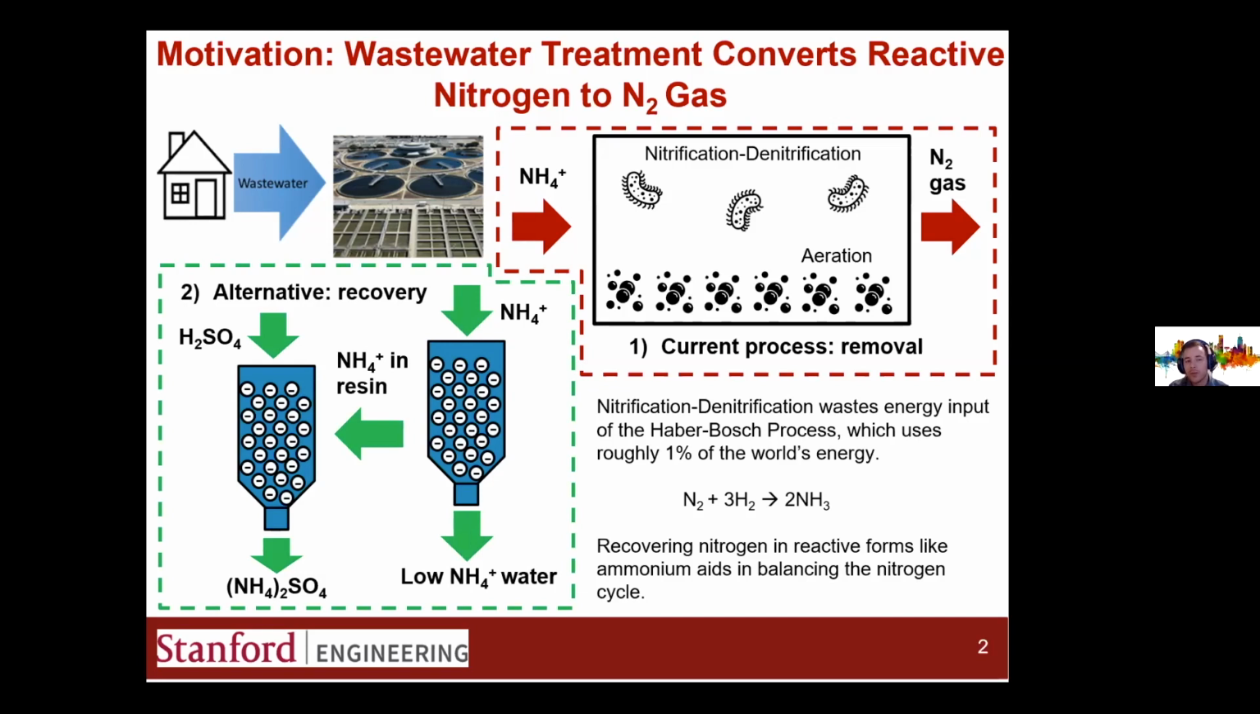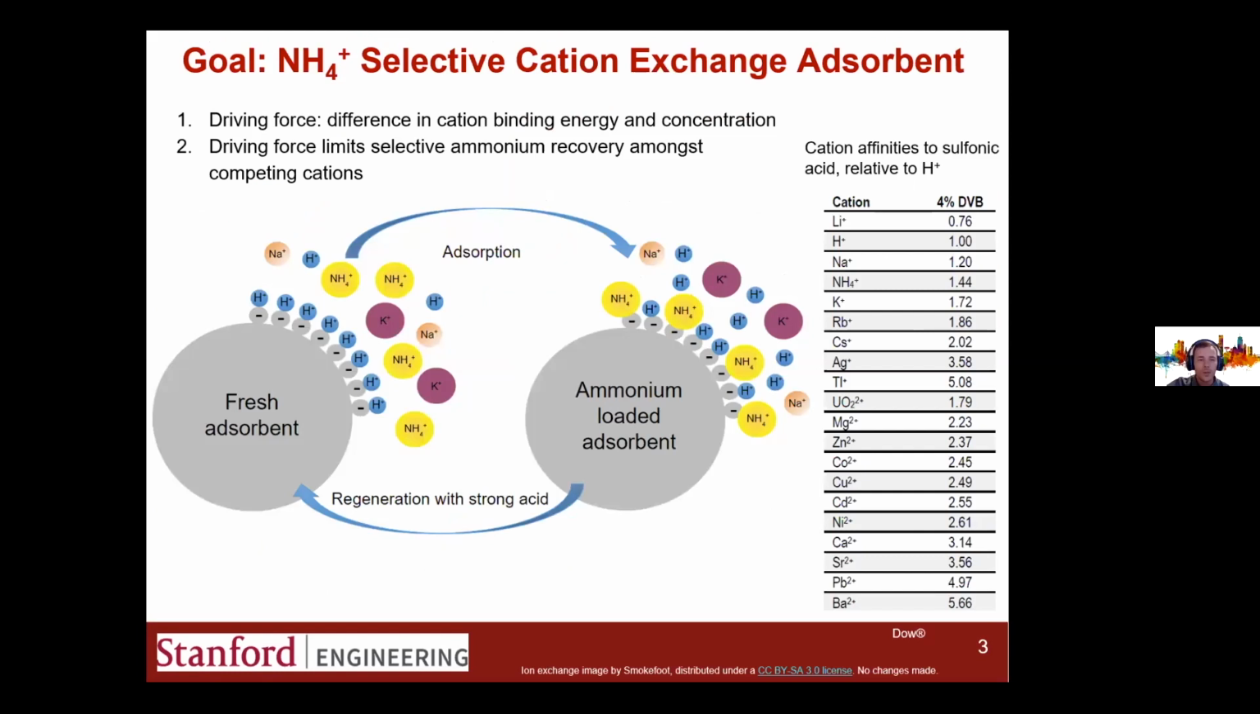We could use something like ion exchange materials to adsorb the ammonium into a solid phase that's easy to transport and easier to recover and reuse the ammonium as a value-added product in things like fertilizer, for example. So in order to achieve that, our goal is to make a material that will selectively remove the ammonium in the presence of other common cations in urine, like sodium and potassium.